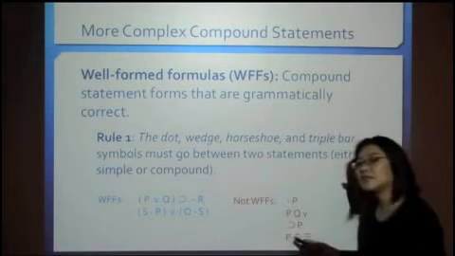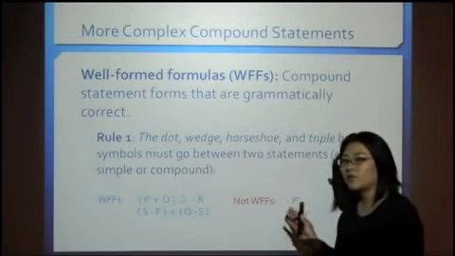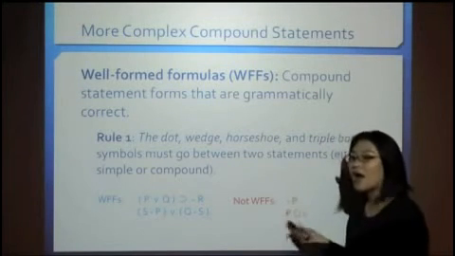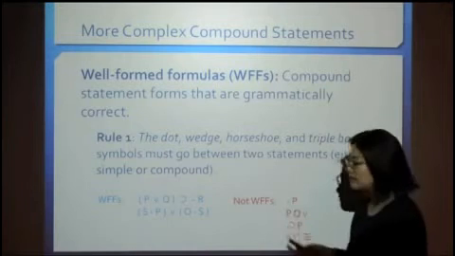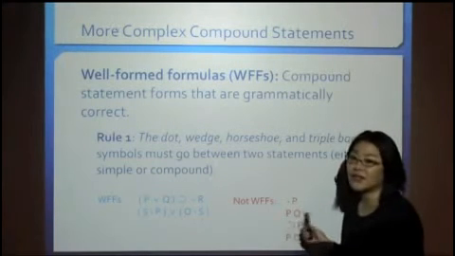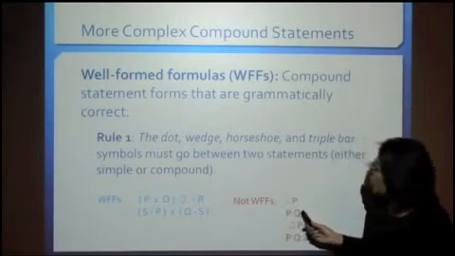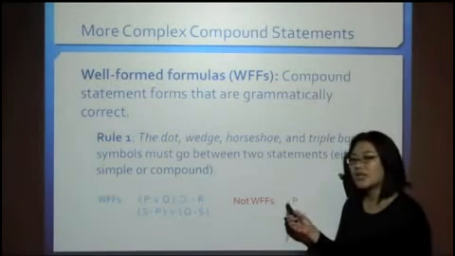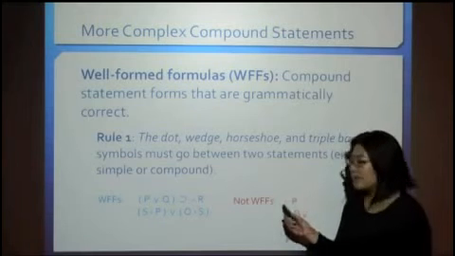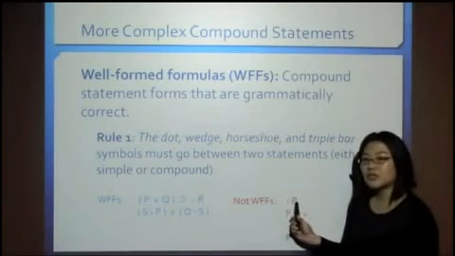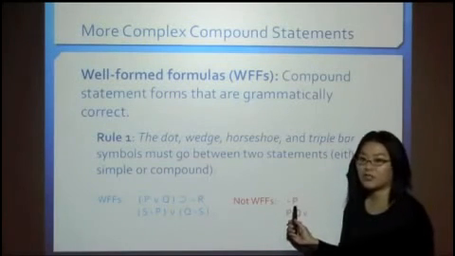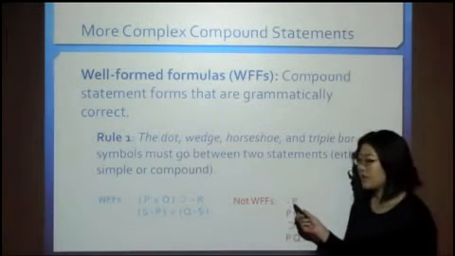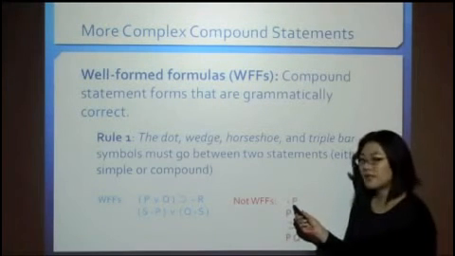Here you have examples of non-well-formed formulas. These are not actual statements in propositional logic. If you see something like this, you've done something wrong. So what's wrong with this? Well, you have a logical operator that's not a negation. This is a dot, but it's not in between two statements, either compound or simple. Here's one simple statement, but there's no other statement.